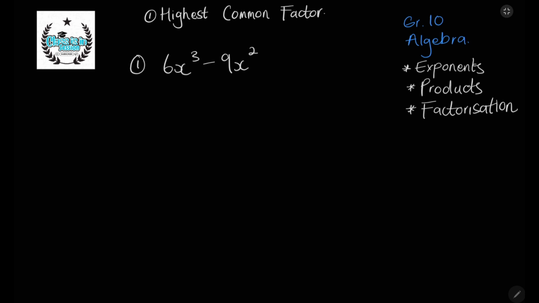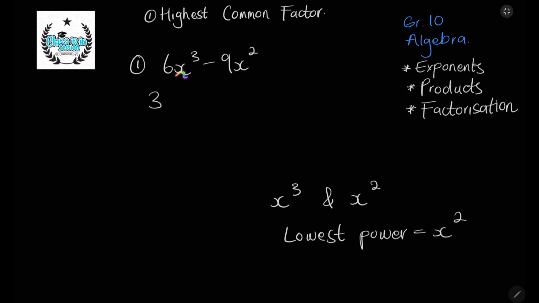So you have to write your 3 outside the bracket. Now let's look at the variables. You have x cubed and x squared. We want to look for the lowest power. We have x cubed and x squared. 2 is obviously smaller than 3. So your lowest power is x squared. That is how much you can take from 6x cubed and 9x squared.